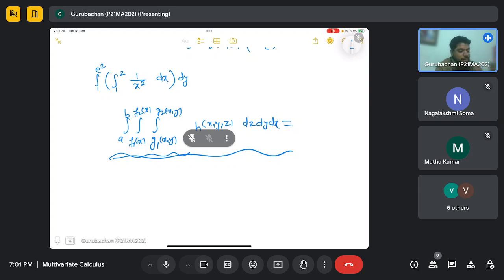But in this case, the first limit depends on x and y, the second one depends on x, and the third one is constant. So we cannot shift them directly. You have to draw the region and then calculate that multiple integral. You cannot calculate it iteratively, separately. Okay.